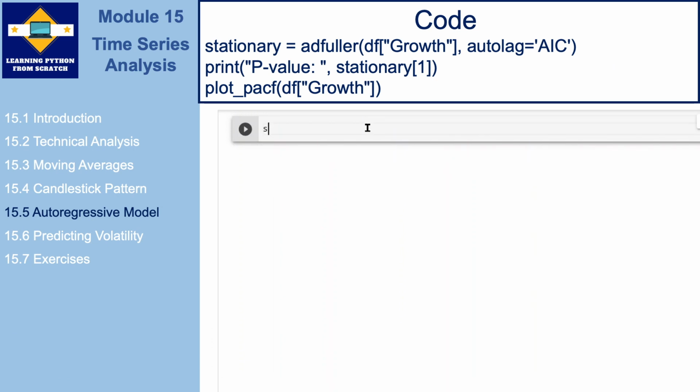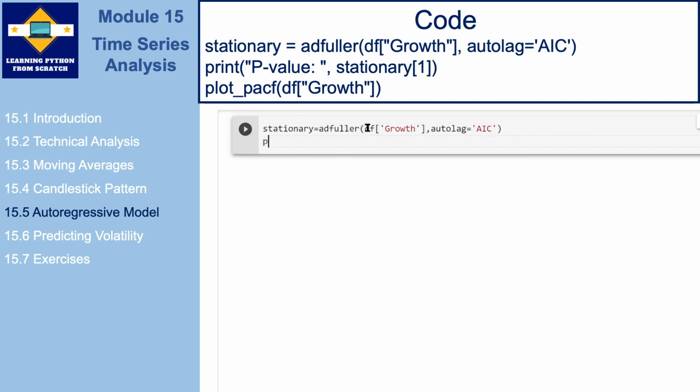Okay, here we are going to test whether the data is stationary. If the p-value is less than 0.05, then the data is stationary. So here remember, in the autolag, you need to set AIC. And we are going to print the p-value. So here we state the p-value, and then you're going to get the second number from the stationarity test. So we set the index number 1. You run it.